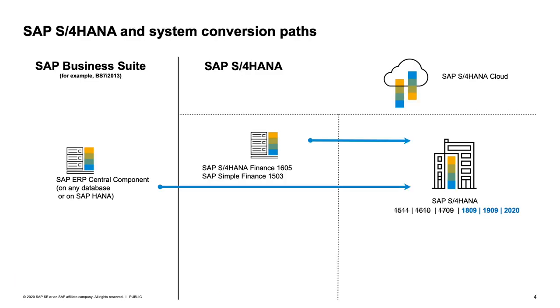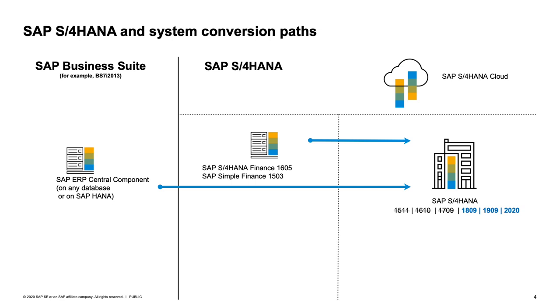We will have a short look at the S/4HANA family, so to say. On this slide, you see on the left-hand side the source system. It's an ERP system, so we always convert an ERP source system. And on the right-hand side, you see the S/4HANA editions. The S/4HANA Cloud edition up above is not in focus because for a system conversion, we always target the S/4HANA on-premise edition.